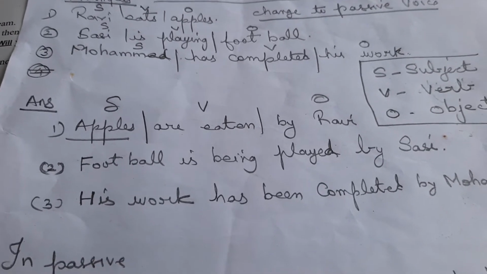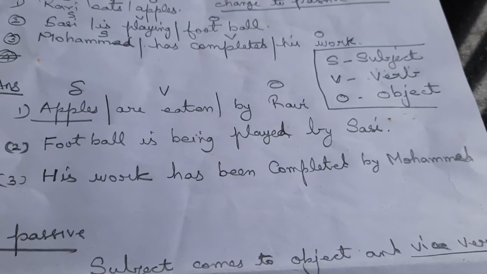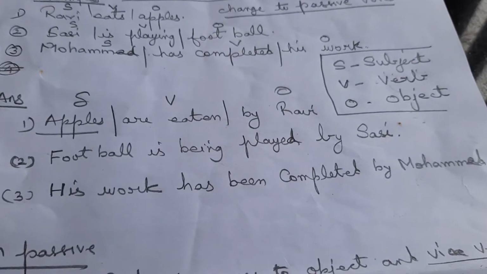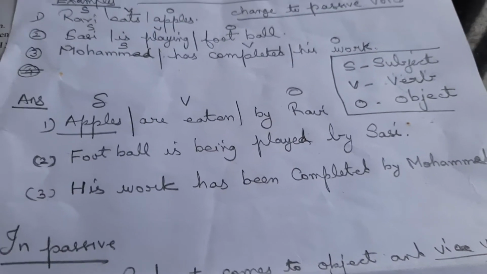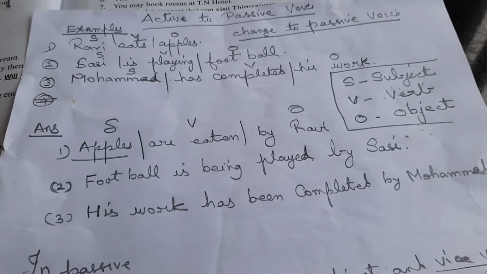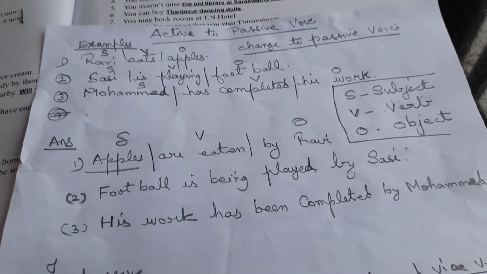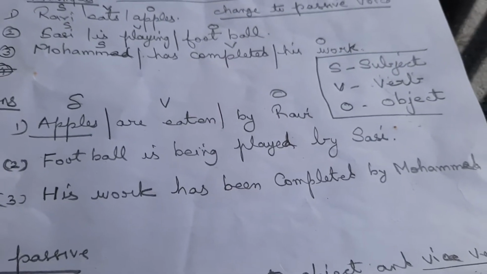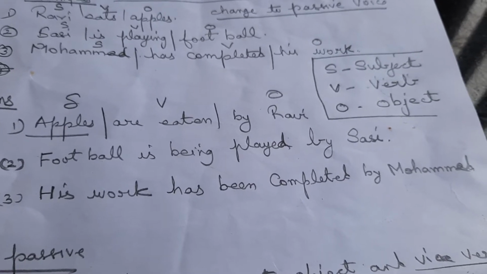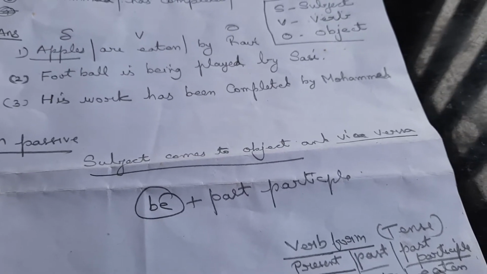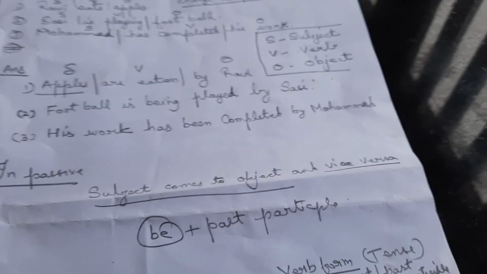Okay. Third one: Muhammad has completed his work. That is present perfect tense. So his work, the object, I am bringing to the subject place. The be verb given there is 'has been', and 'completed' is the past participle. So: his work has been completed by Muhammad. You want to change like this. The subject comes to the object place, and vice versa. Be verb plus past participle is the thing.